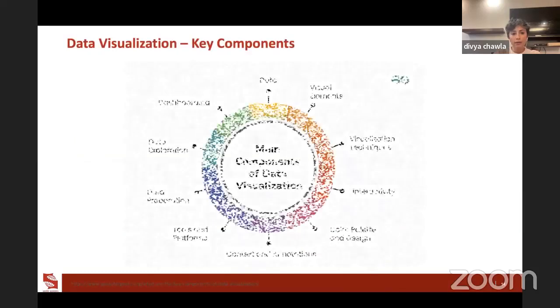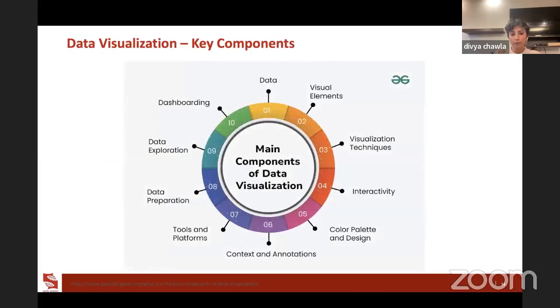So with that, let's take a look at the key components for visualization. And we'll not spend a lot of time on this. This is quite evident, right? So it all starts with the data. You need to put visual elements on top of that using certain visualization techniques. There has to be some interactivity built into it.